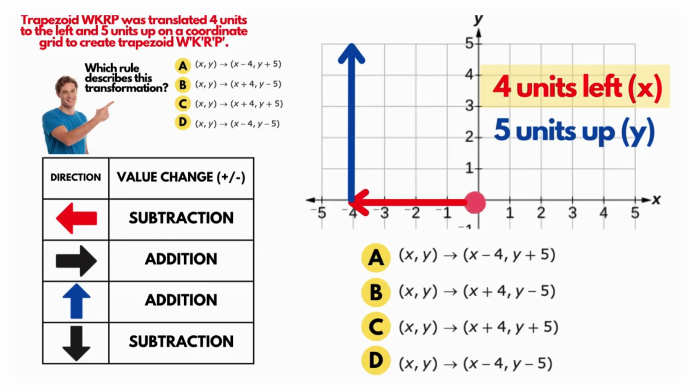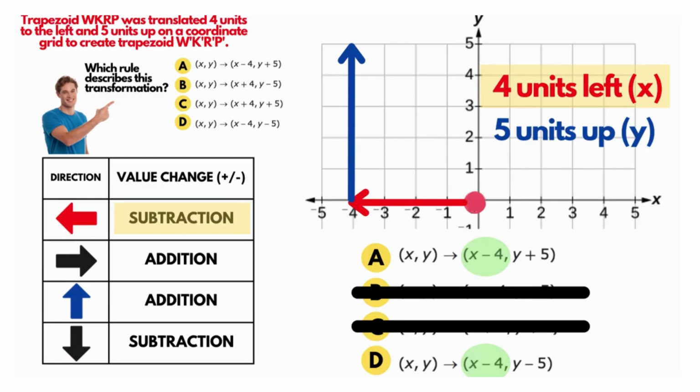So let's go through and look at our answer choices. First one, let's go left. Left will be subtraction. Looking at our answer choices, we went left 4 units, so it means we will subtract 4. It looks like those are the only 2 answer choices, A and D, that fit that part of the rule. So we can eliminate B and C.